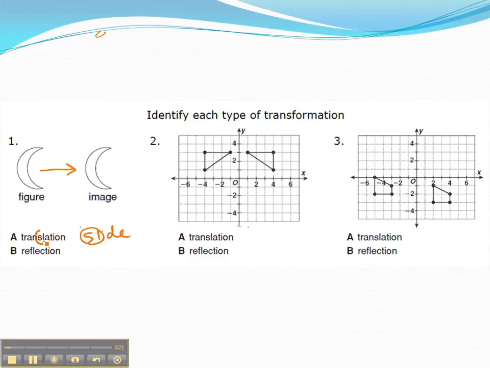Translation, the SL in the word translation reminds you that it's a slide, so this figure is being slid to the right. It's not being flipped. Number two is a reflection because the figure is being flipped over the y-axis. Remember, a reflection is a flip. Number three is a translation because that figure is being slid down and to the right. It's a translation.